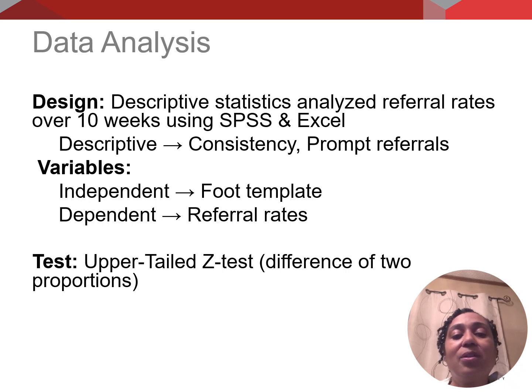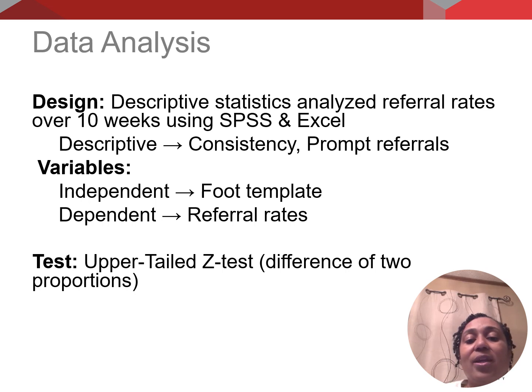In this project, descriptive statistics were used to analyze referral rates over a 10-week period, with data managed using the Statistical Package for the Social Sciences and Excel. SPSS was used to determine what percentage of patients who met the inclusion criteria were referred to specialists. Descriptive measures captured the accuracy and promptness of referral. The variables included were independent and dependent. The independent variable was the foot template, while the dependent variable was the referral rate.